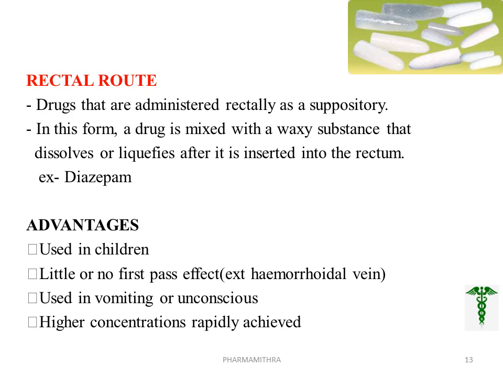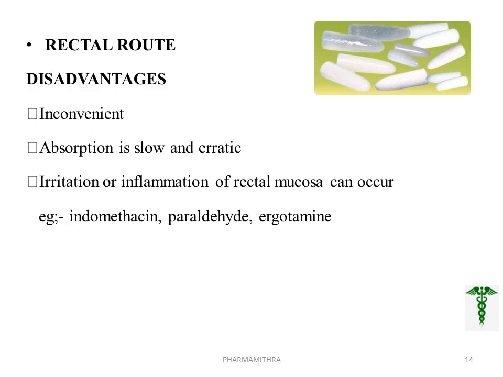Next, parenteral, like IV, IM, subcutaneous, intradermal, intrathecal, etc. Here, different rates of absorption can be seen, with different plasma peaks for various parenteral routes. Disadvantages of rectal routes are that it is inconvenient in some cases, absorption is slow and erratic, and irritation or inflammation of the rectal mucosa can occur in the case of drugs like indomethacin, paraldehyde, ergotamine, etc.